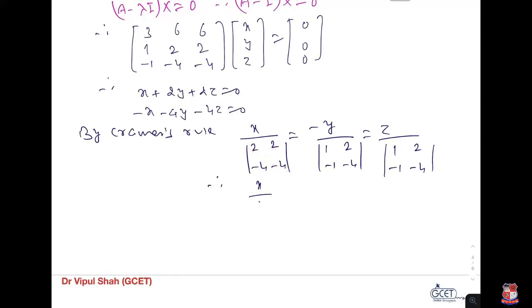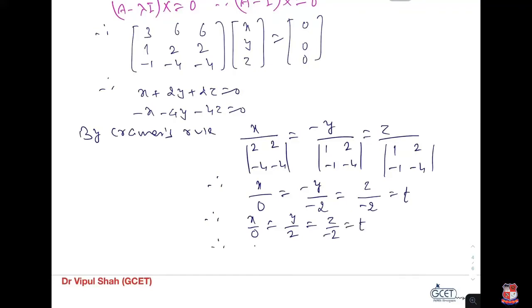So that determinant is 0. Minus y over, this is not divisible, divide by 0, okay, do take care, it's a ratio. Minus 4 plus 2, so that is minus 2, equal to z over minus 4 plus 2, and so that is minus 2, and so this is x over 0, y by 2, z by minus 2.